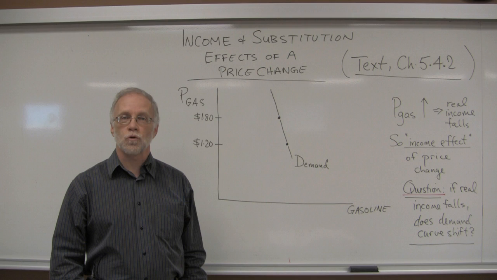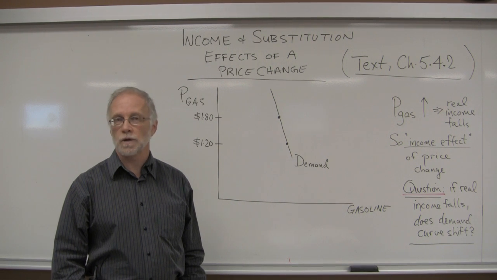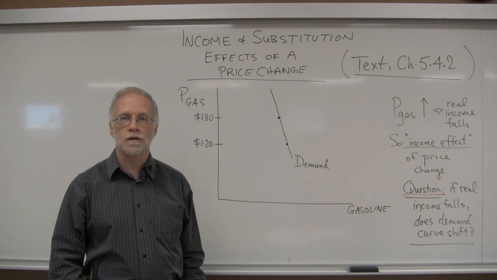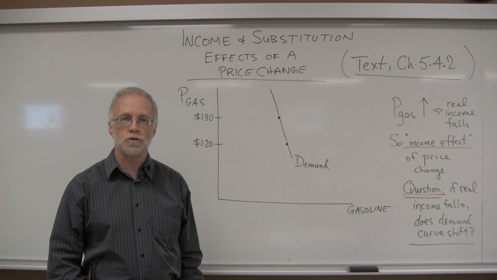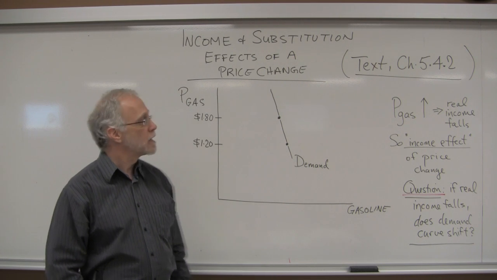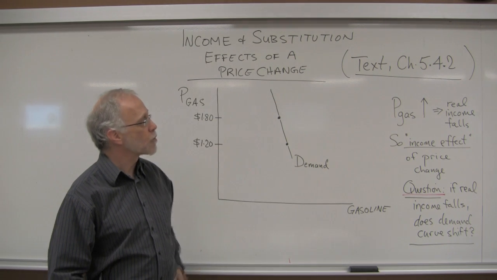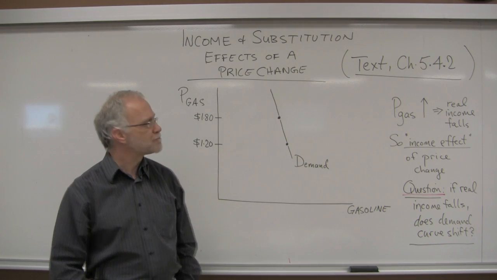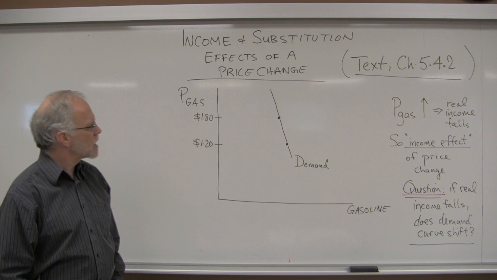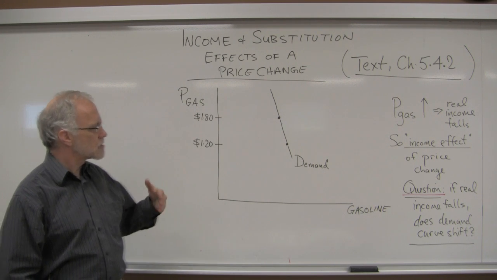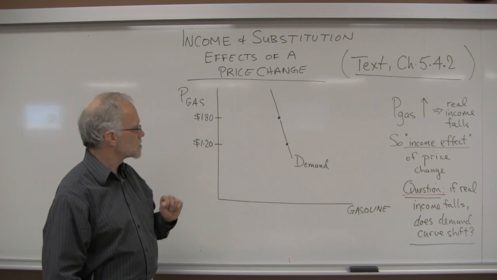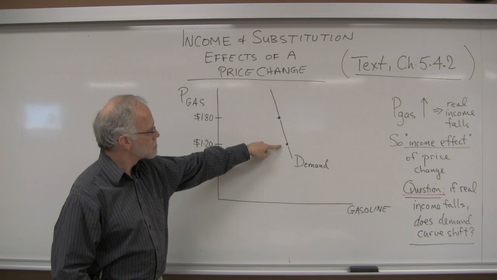So this is just a short clip to explain a little bit of something that I didn't talk about in class, namely the income and substitution effects of a price change. And you'll find some discussion of this in section 4.2 of chapter 5. The basic idea here is that two things happen at once when a price changes.